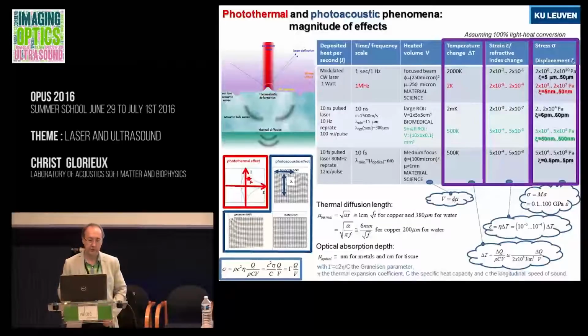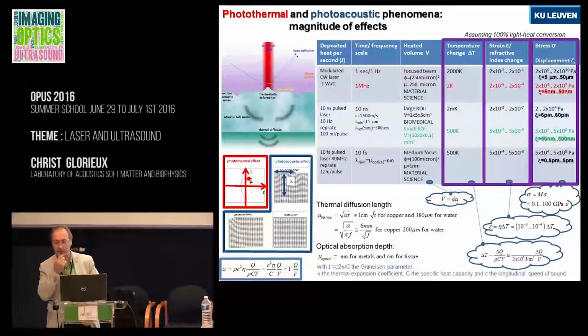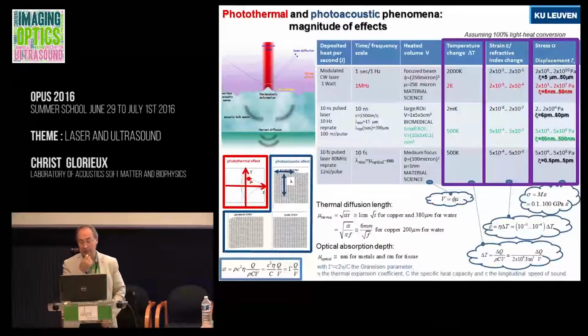But for micrometers, you need low frequencies. So that's the order of magnitude of displacements that, if you want to detect the waves, you have to measure them. You don't only have to be fast, you also have to be sensitive. In the bottom here, you see how you can make these estimates.